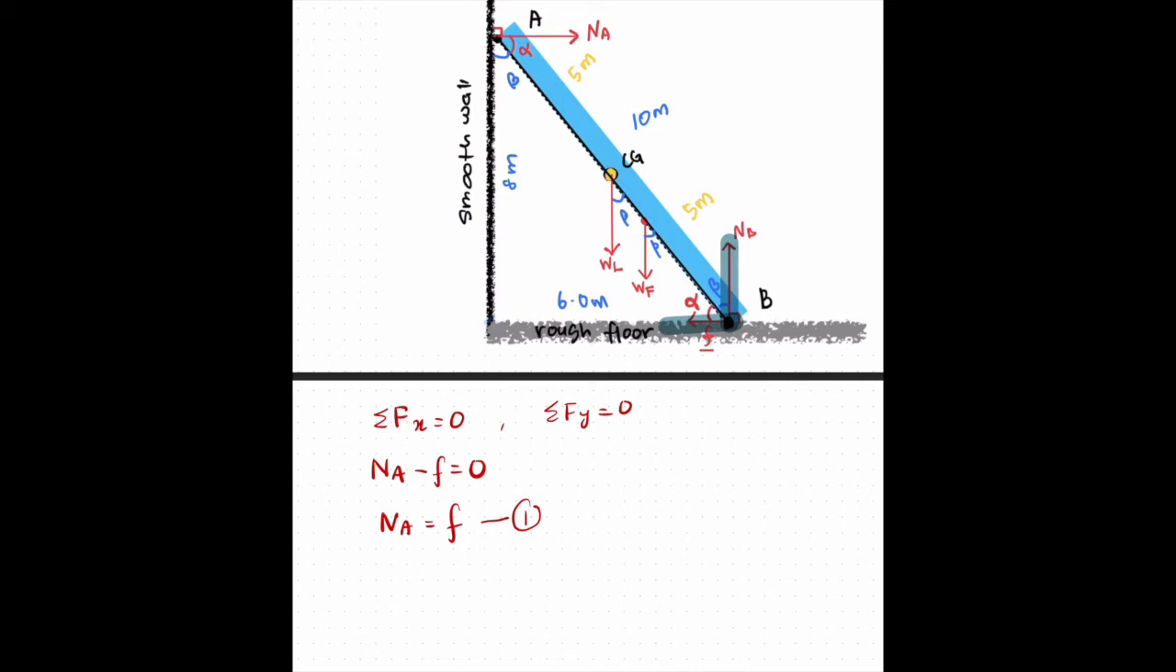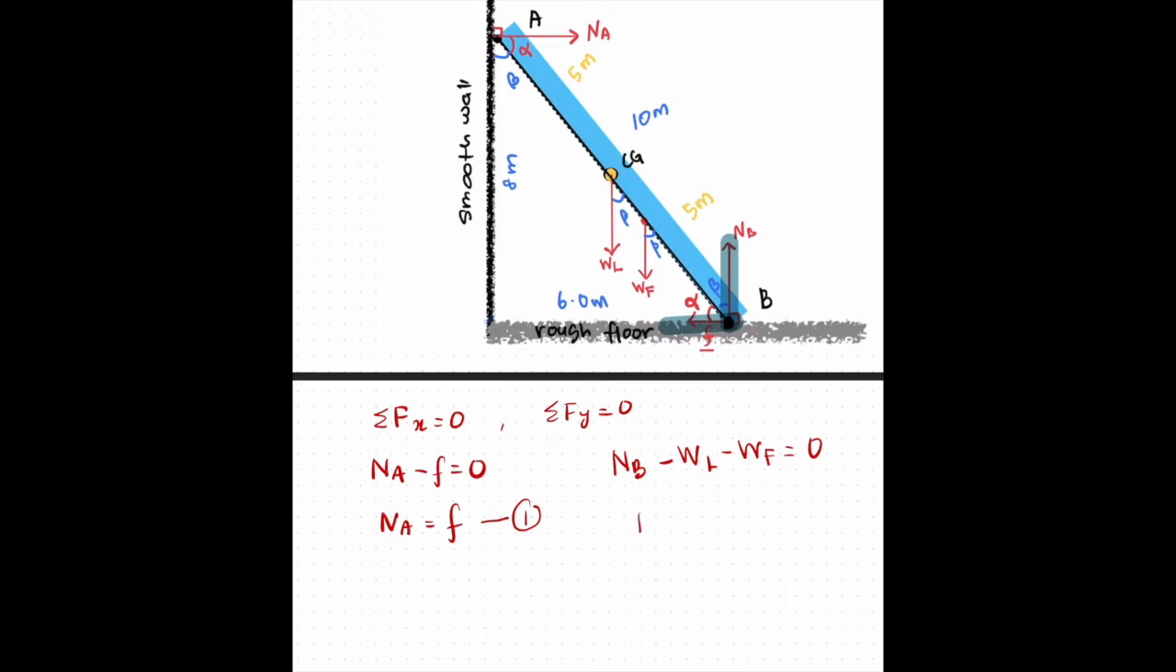Then another condition is total Fy equal to 0. For Fy we have NB, WF, WL, three forces. NB is upward, so NB is positive: NB minus WL minus WF equal to 0.